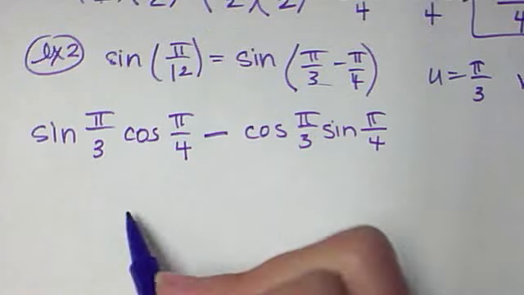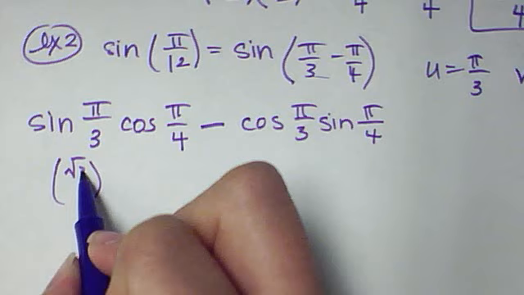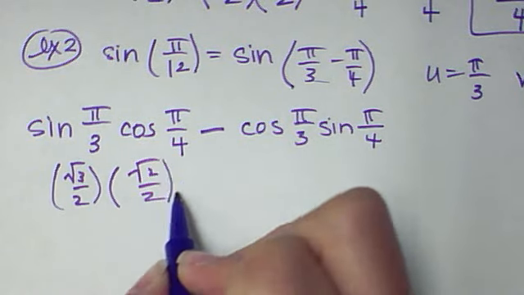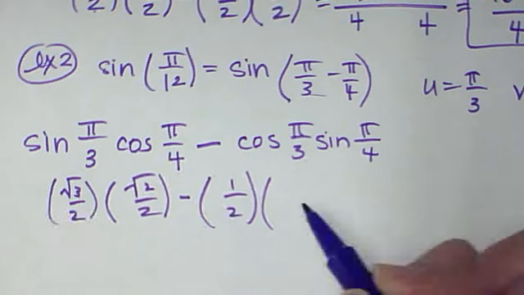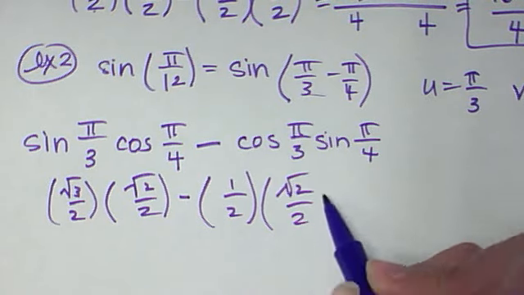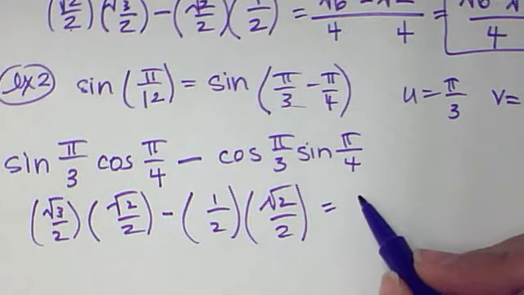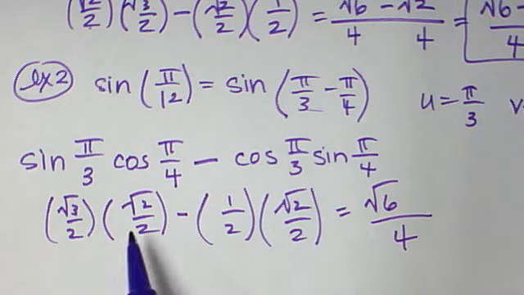Okay, when I do that, the sine of pi over 3 is square root of 3 over 2. The cosine of pi over 4 is square root of 2 over 2, minus the cosine of pi over 3, which is 1/2, times the sine of pi over 4, which is square root of 2 over 2. If I complete that out, I've got square root of 3 times square root of 2, which is square root of 6, over 4. 2 times 2 is 4.